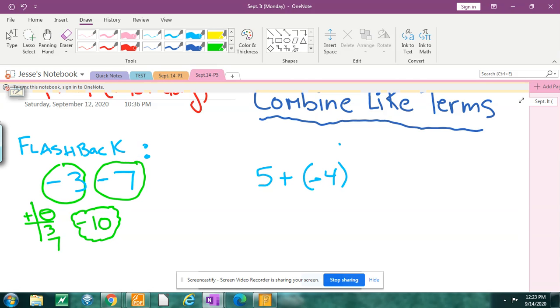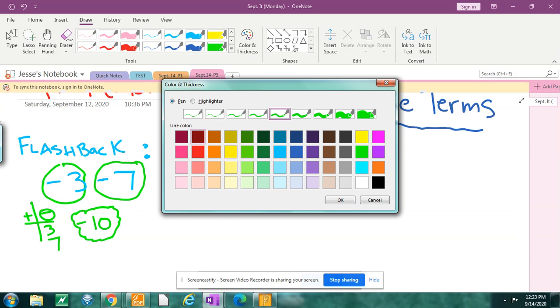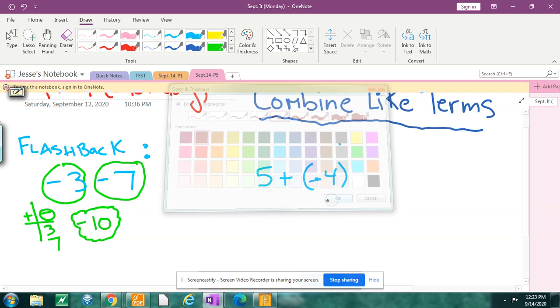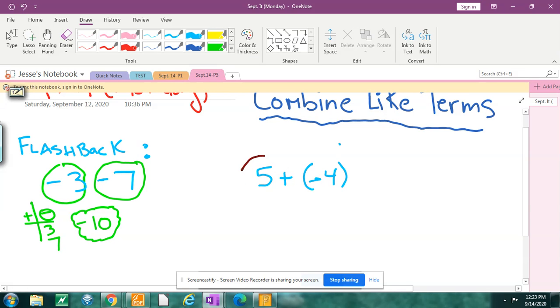All right. So now let's go ahead and do this real quick. So I'm going to change colors. I'm going to do that one. That one looks cool. So I'm going to circle the 5, right? And the -4, because it's already plus -4, I'm just going to keep it like that. So then I do the T chart, okay? And then you got 5.